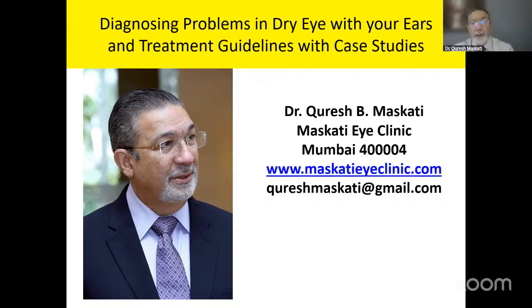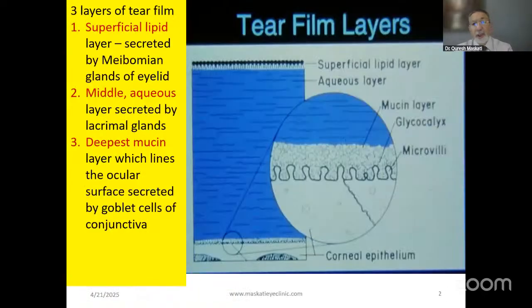Thank you, Arpita. So I always say when I teach that diagnosing the problem of dry eye, you don't need sophisticated instruments. You need your ears more than your eyes. Just listen to the patient, and I'll show you with case studies also how simple diagnostic tools can help us to diagnose and decide what kind of treatment to do. Let us first start with basic anatomy.